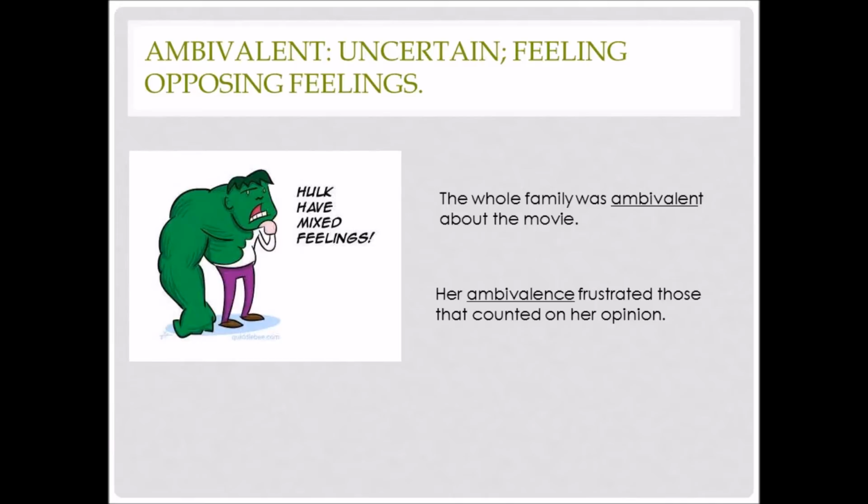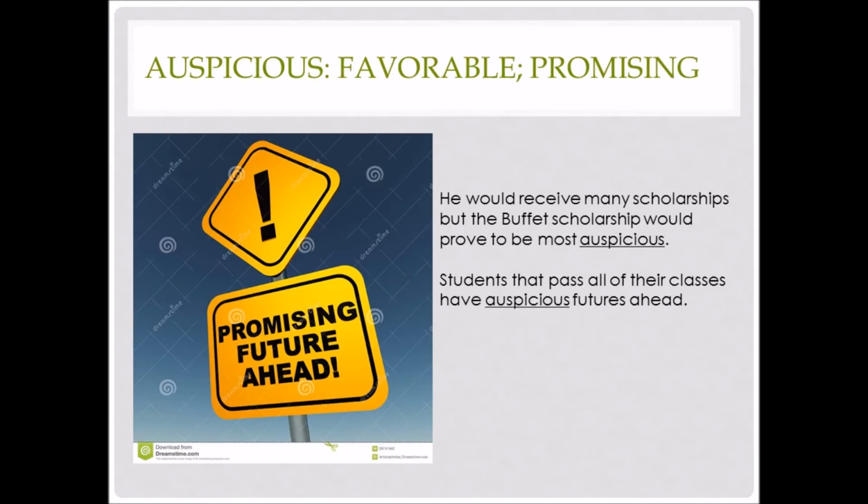So let's start with our first word. The word is ambivalent. It means uncertain, feeling opposing feelings. The whole family was ambivalent about the movie. They weren't really sure about it. Or her ambivalence frustrated those that counted on her opinion. When you're ambivalent, you're not really sure, you don't have any feelings one way or another, or sometimes your feelings oppose each other. And you're welcome for that Hulk picture right there. That's a pretty good one.